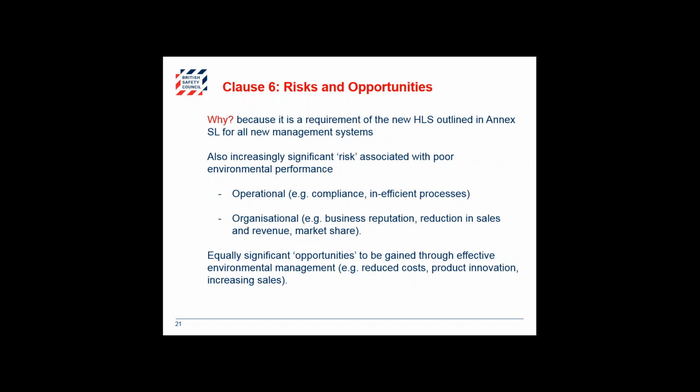So risks, you see in the slide there, risks associated with poor environmental performance fall into two broad categories. Operational risks, so risk of non-compliance with your legal requirements, perhaps risks also associated with inefficient processes, costing more money than they need to or should do. Then of course there are organisational risks. If you breach consent or discharge permits, there's going to be an impact on your business reputation. As a result, you could actually lose business, which might result in a reduction in sales and revenue, which could also have an impact on your market share. So obviously there are genuine risks associated with poor environmental performance.